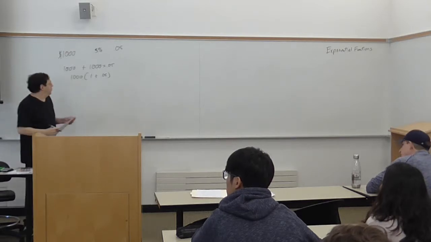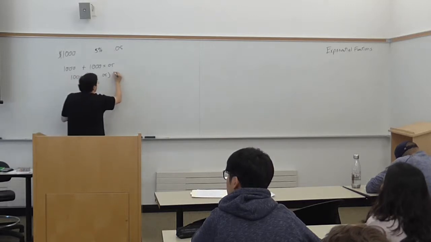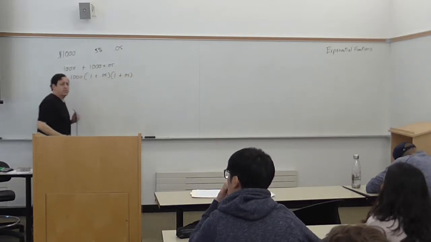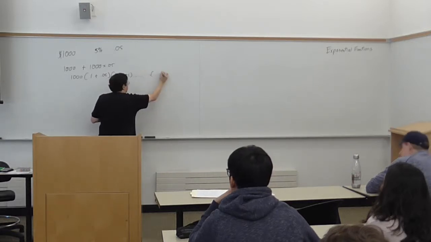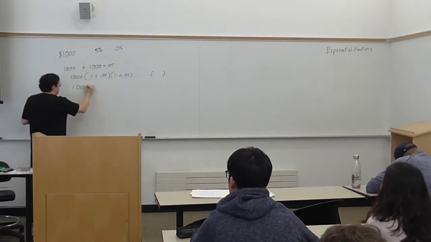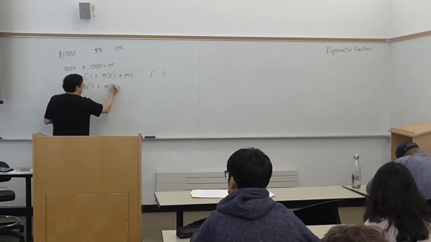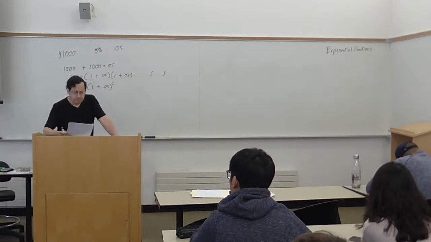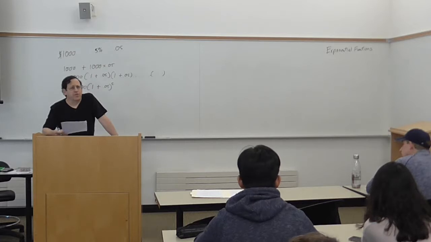But at the end of 2 years, now I have $1,050. I could just multiply that by 1.05 to see how much I have at the end of 2 years, or 3 years, or 4 years, and so forth. So really, I have an exponential function here: 1,000 times (1 plus 0.05) to the t, in this case t in years. All right, well that's the basics.